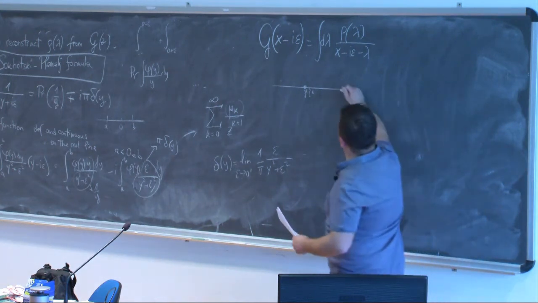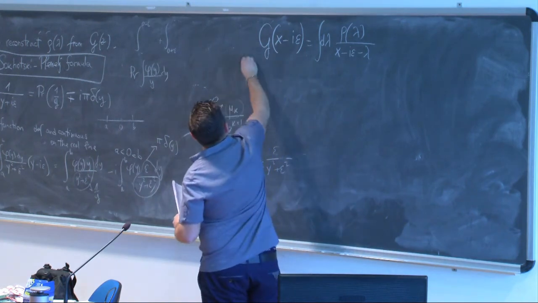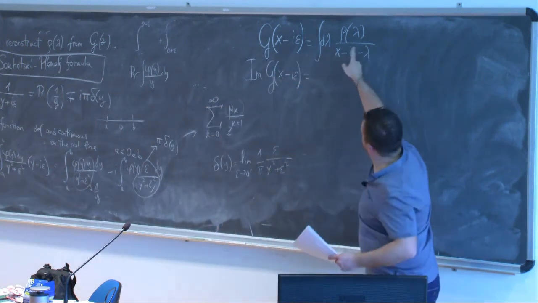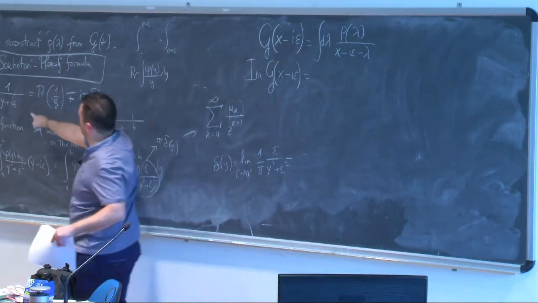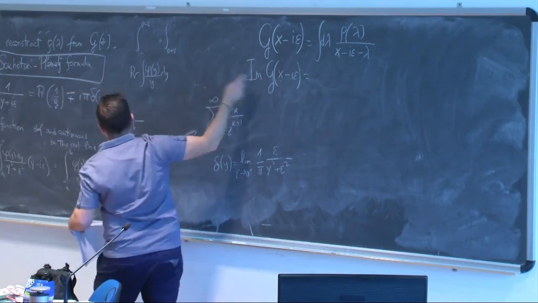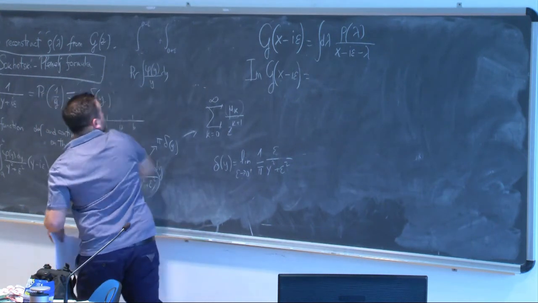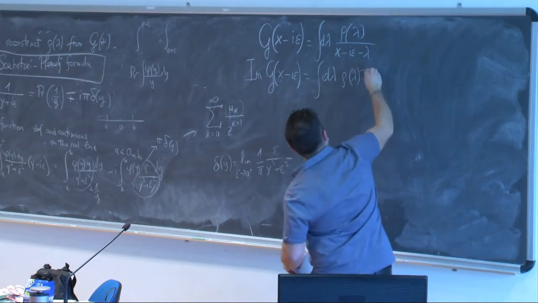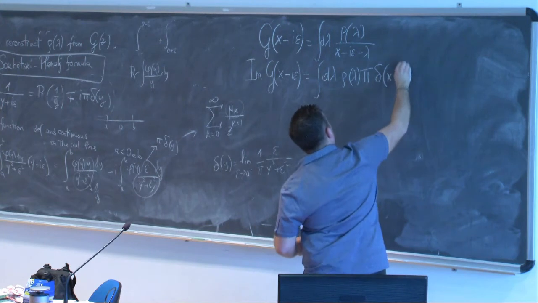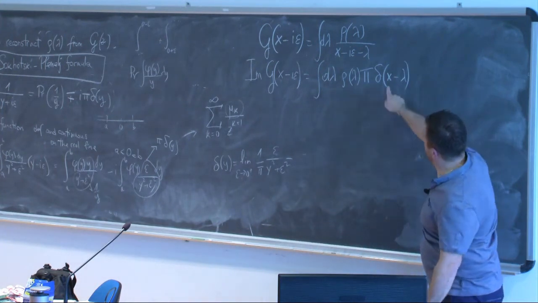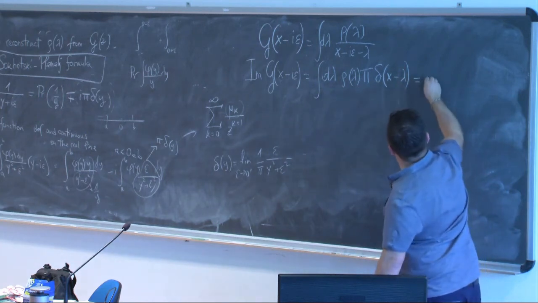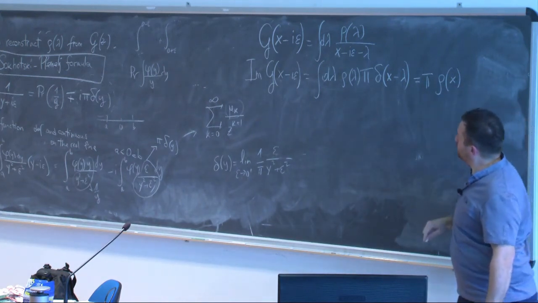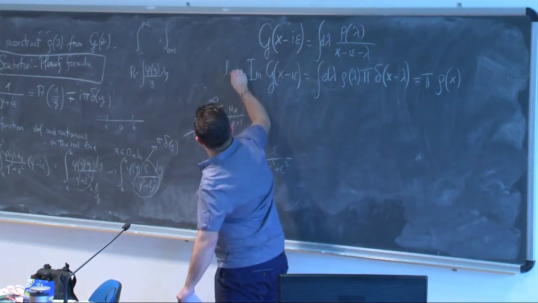Okay? And then suppose that you take the imaginary part of this object, the imaginary part of g of x minus I epsilon. Basically here, you can play the same trick that we are playing here. So this imaginary part will be the integral over d lambda, rho of lambda, pi times the delta of x minus lambda. So the delta function will kill this integral, and this will become pi rho of x, if you send, of course, epsilon to 0 plus.